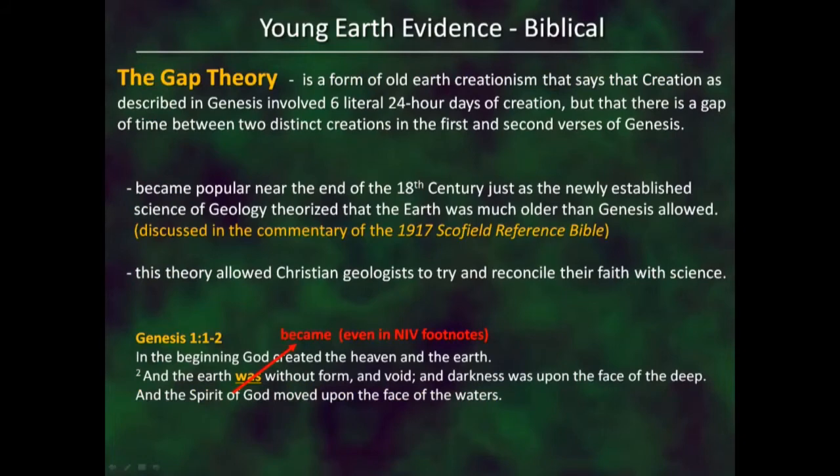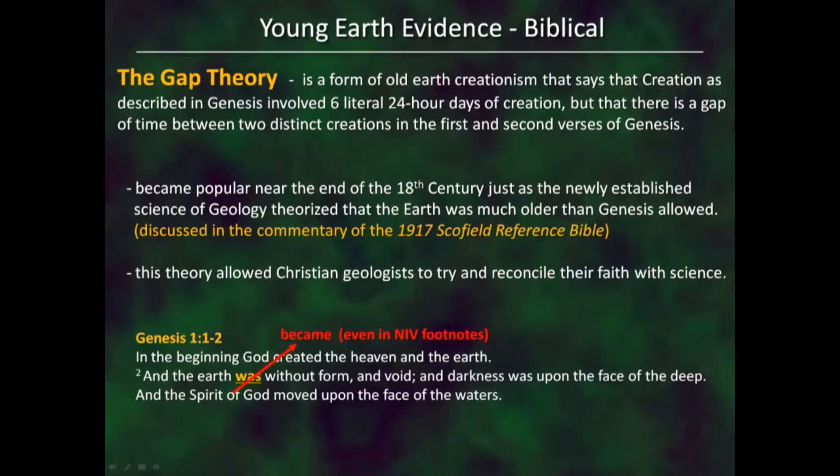Now, there is a theory that some people hold to called the gap theory, and it's a form of old earth creationism. These are people who wanted to believe the Bible, but at the same time thought the science was conflicting with the Bible. It basically says that creation as described in Genesis involves a 24-hour, 6-day literal creation, but there is a gap of time between two distinct creations that you can see in the first and second verses of Genesis.